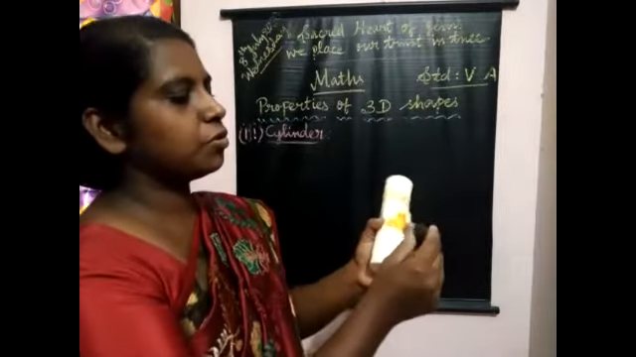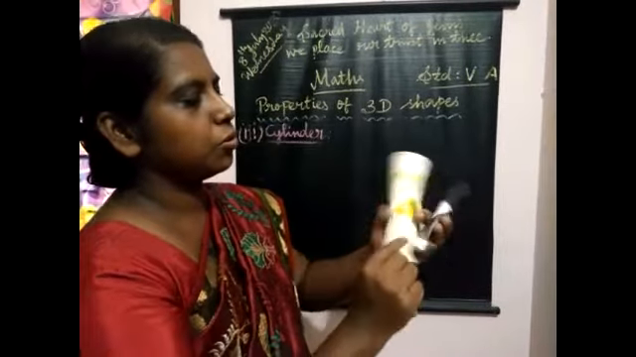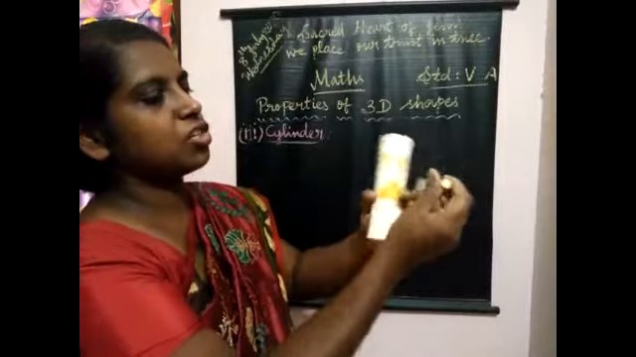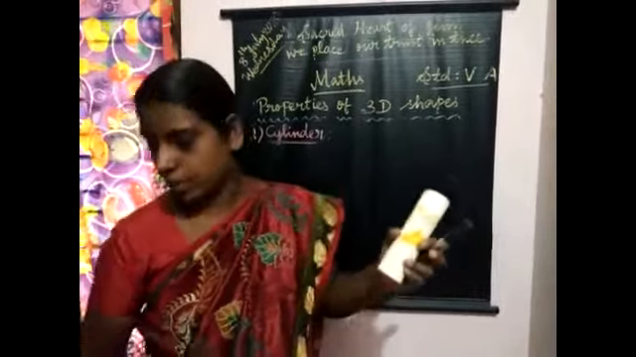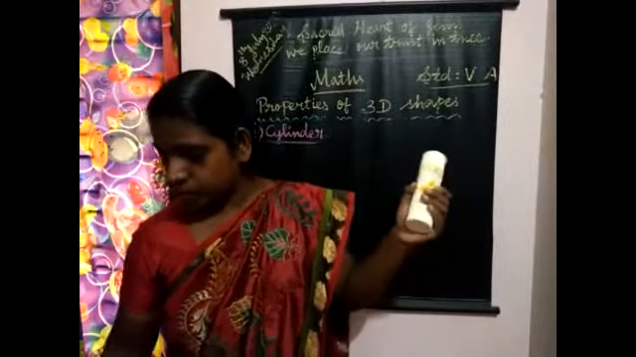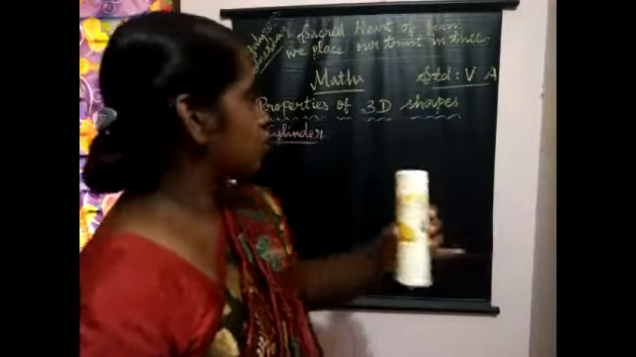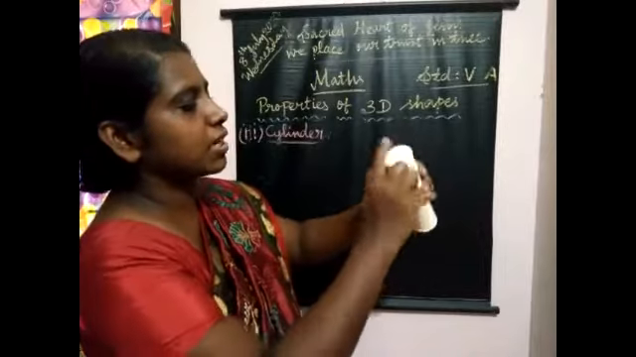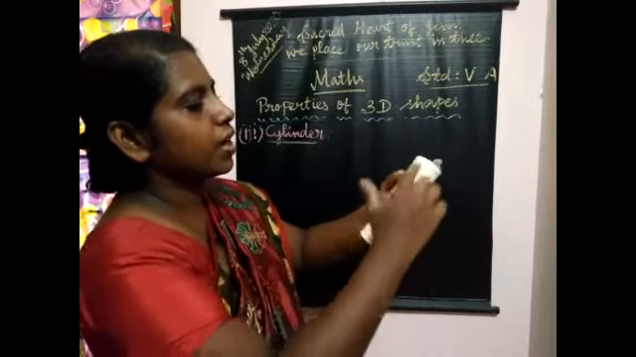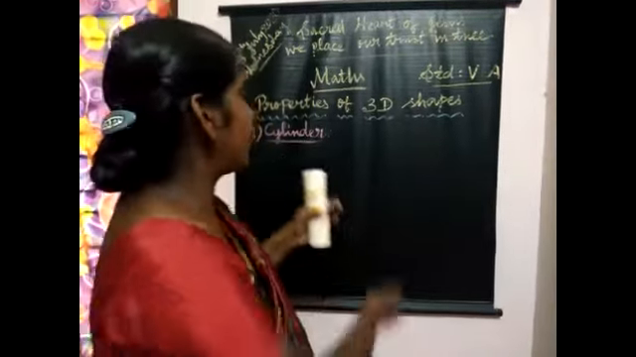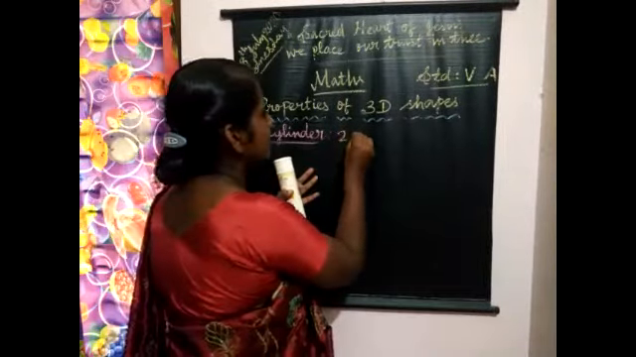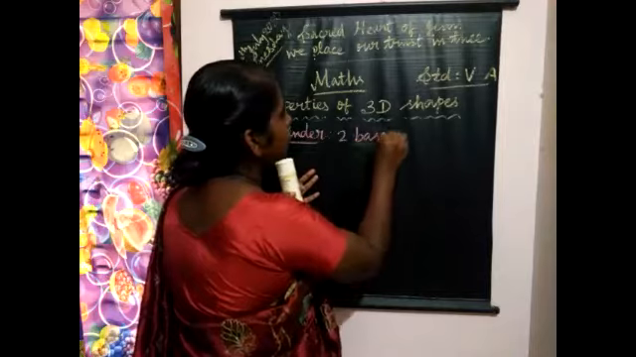The cylinder has 2 faces. You see, 1, 2. Here also 1, 2. Here also 1, 2. Yes, so 2 faces are there. These faces of the cylinder we call the bases. The surfaces at the end of the upper portion and lower portion of the cylinder are called bases. So it has 2 bases.